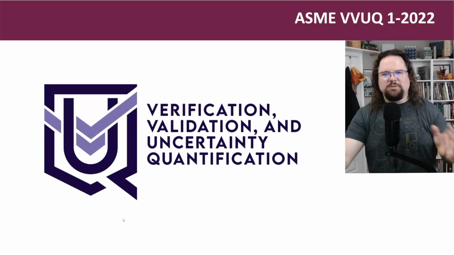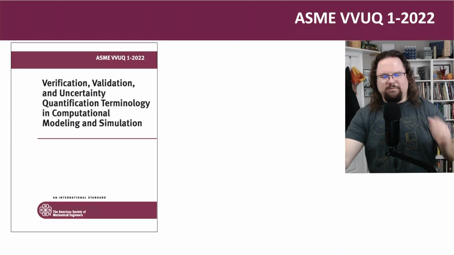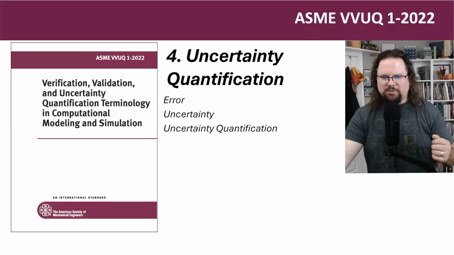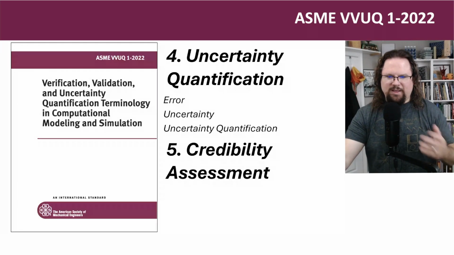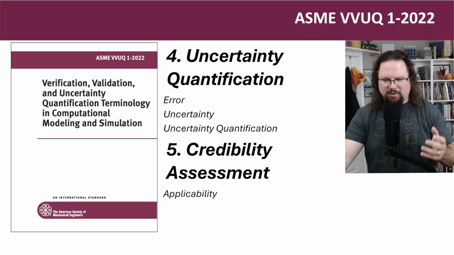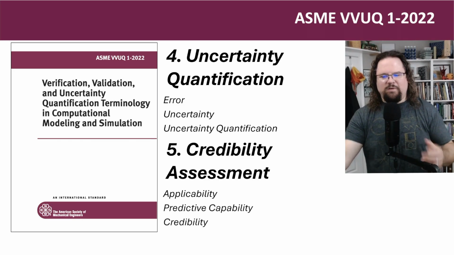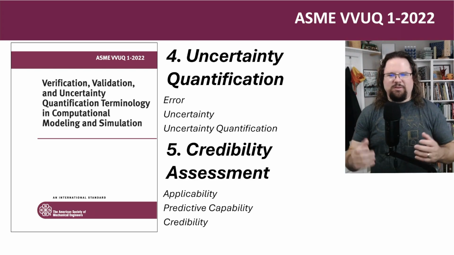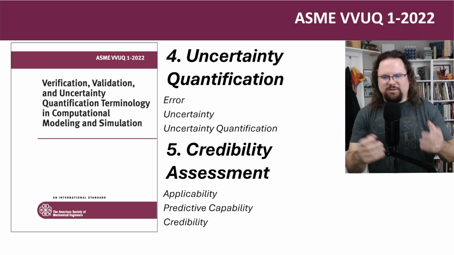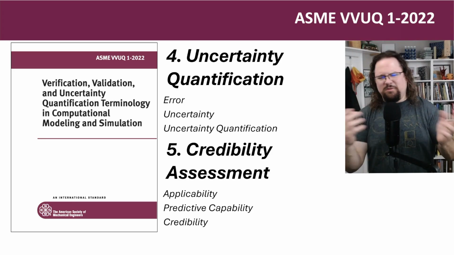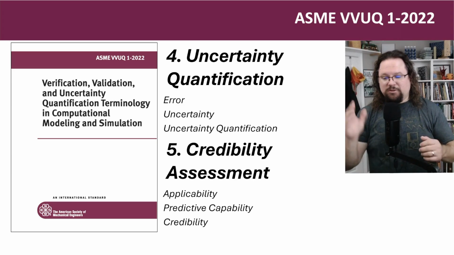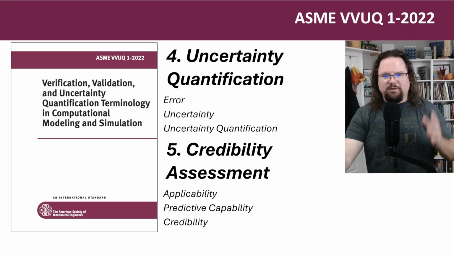In this final video, we're going to talk about uncertainty quantification and finally credibility assessment. Uncertainty quantification includes error, uncertainty, and uncertainty quantification. And credibility assessment, the very last section of the standard, includes the concepts of applicability, predictive capability, and finally credibility. And to me, it's really interesting that credibility is the very last term defined, because credibility is legitimately the whole reason anybody cares about this. And maybe it should be the first term defined, but it's kind of like what we're building towards. So those are the definitions we'll be tackling in this fourth and final video in the ASME VVUQ-01 series.